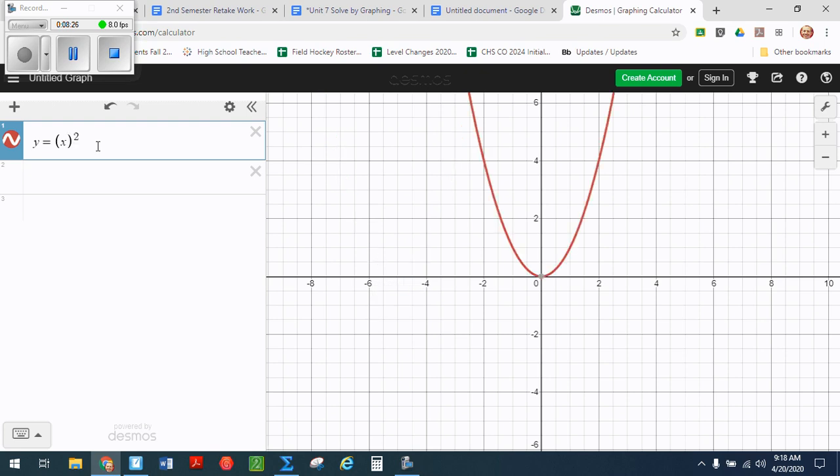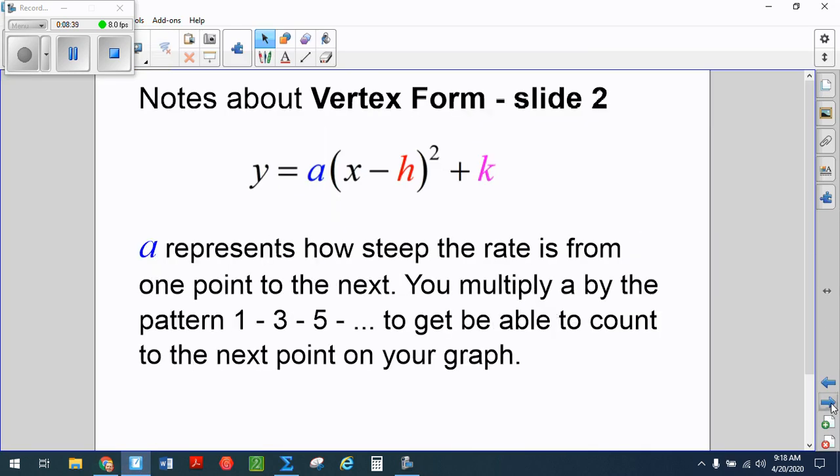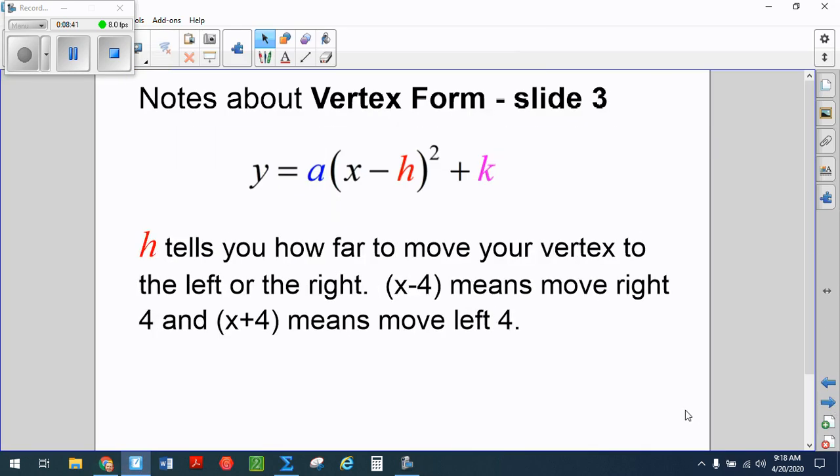So again, here's my x squared. If I want to go 2 to the left, if I want to go to negative 2, I type in the opposite. I type in plus 2. And now it's 2 to the left. So here's a note for the h value. H tells you how far you move your vertex to the left or to the right. X minus 4 means you move right 4. And x plus 4 means you moved left 4.